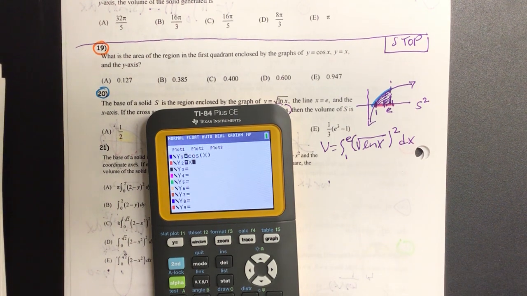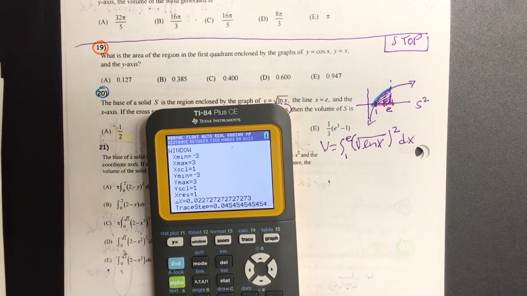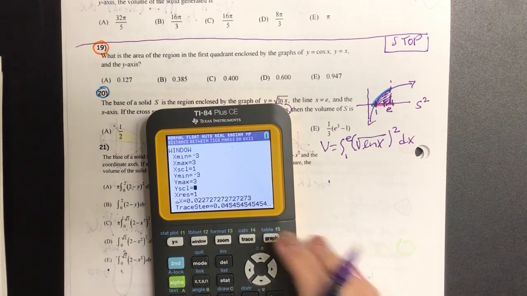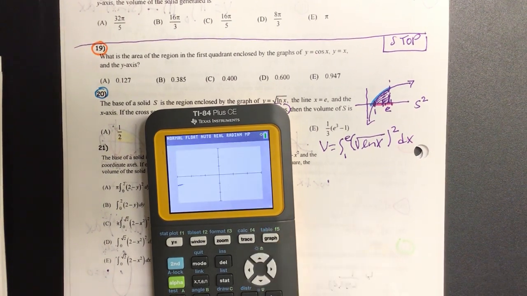And because we're looking at our trig, typically our trig is a very small window. So on my window, I would do -3 to 3 and -3 to 3. Only because pi is about 3.14. You don't want a big space of 10 by 10. It could be smaller though. When you're done, just go to graph.